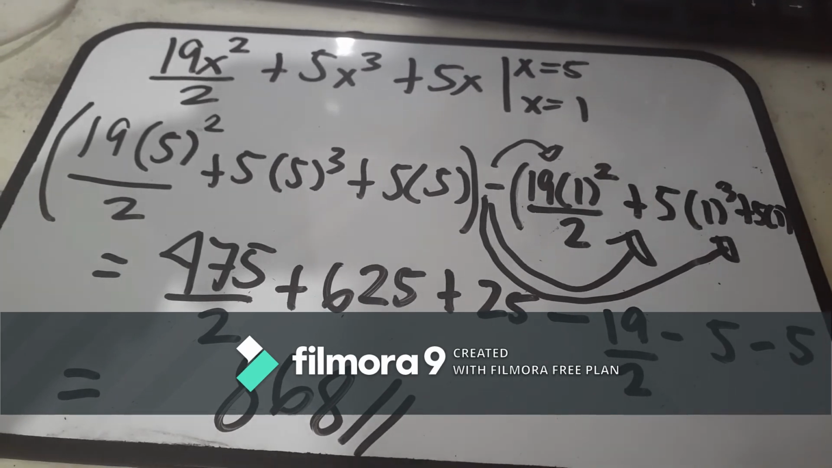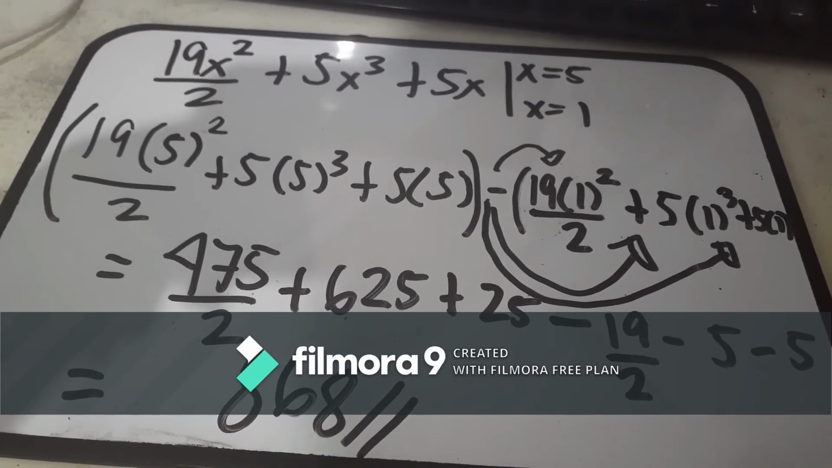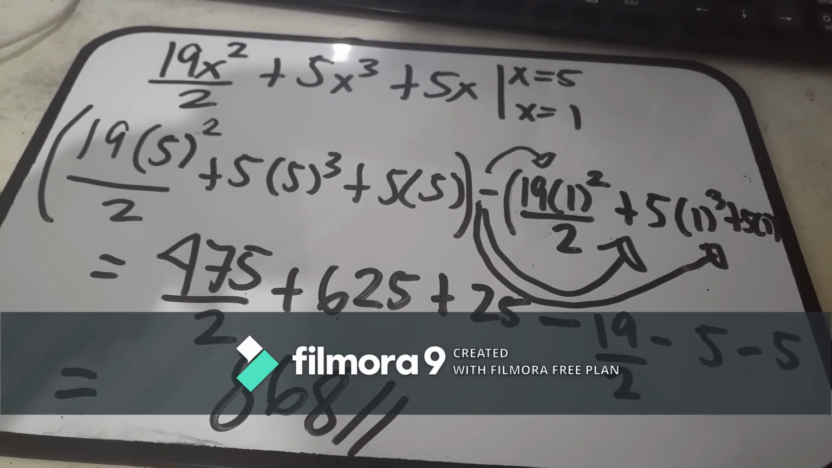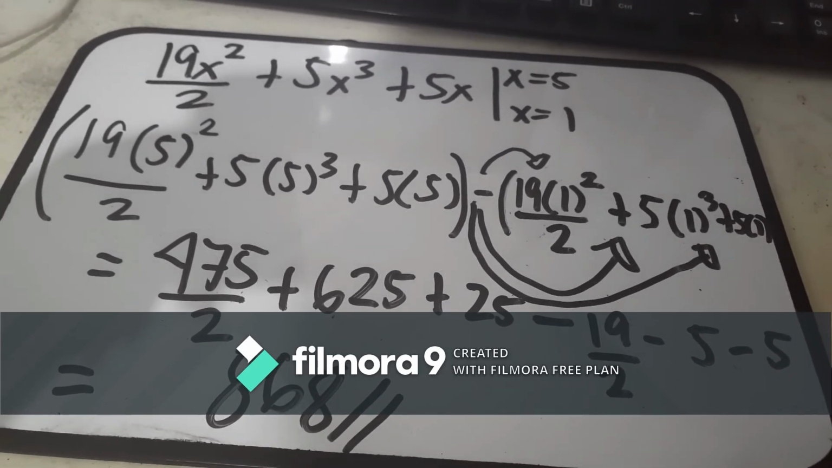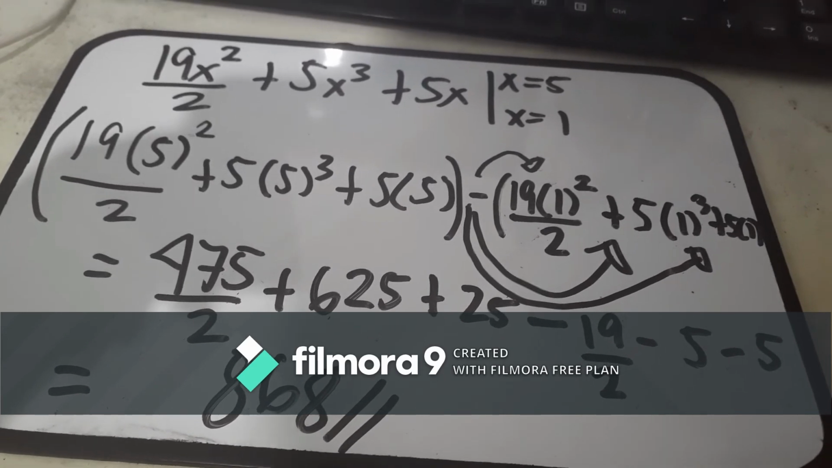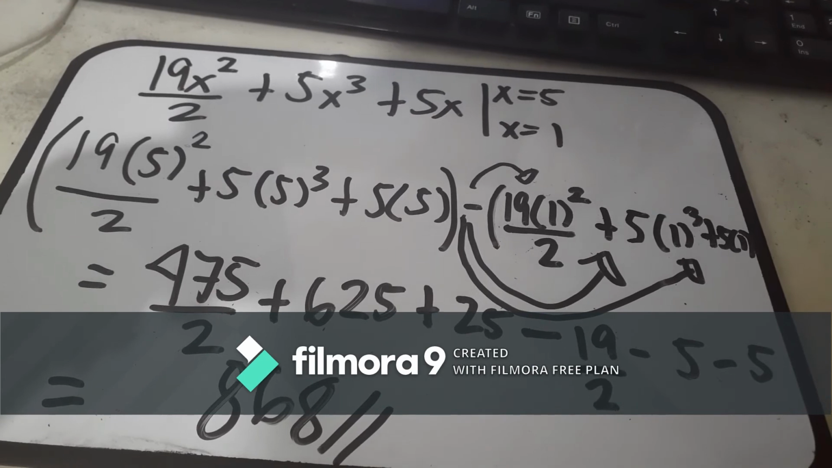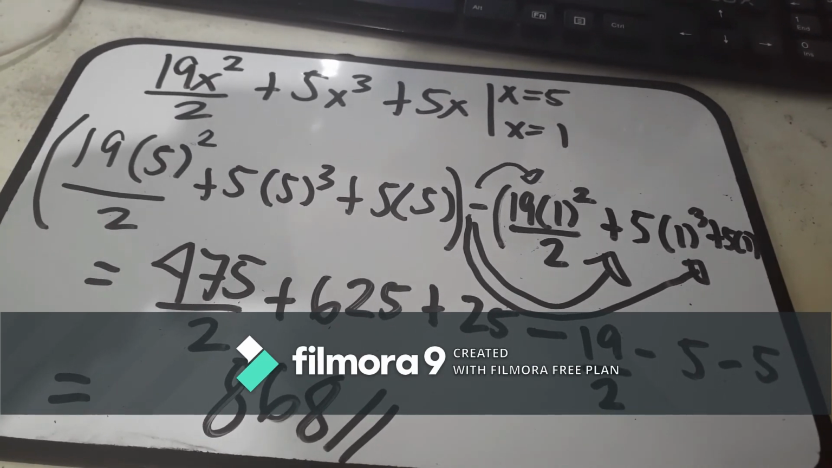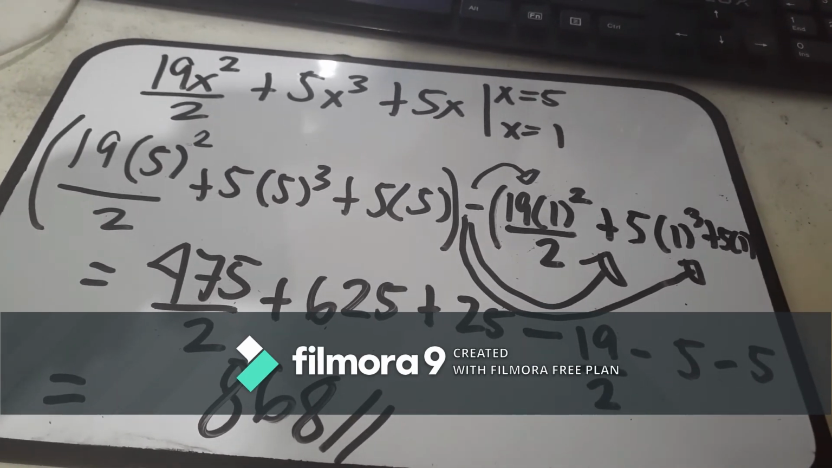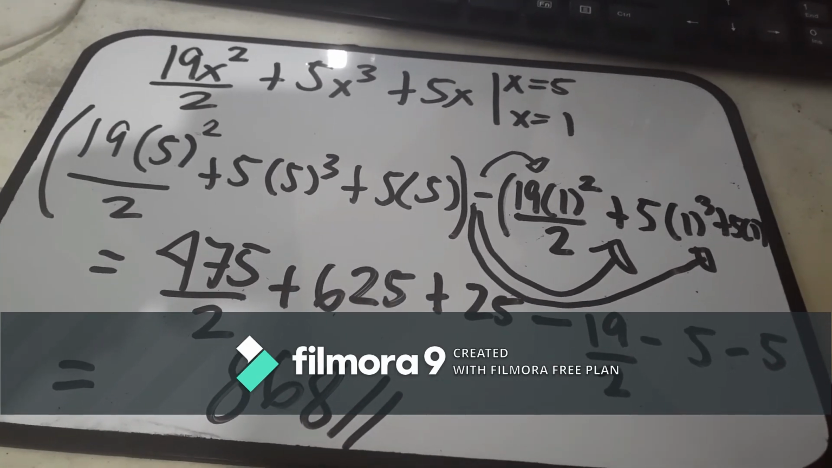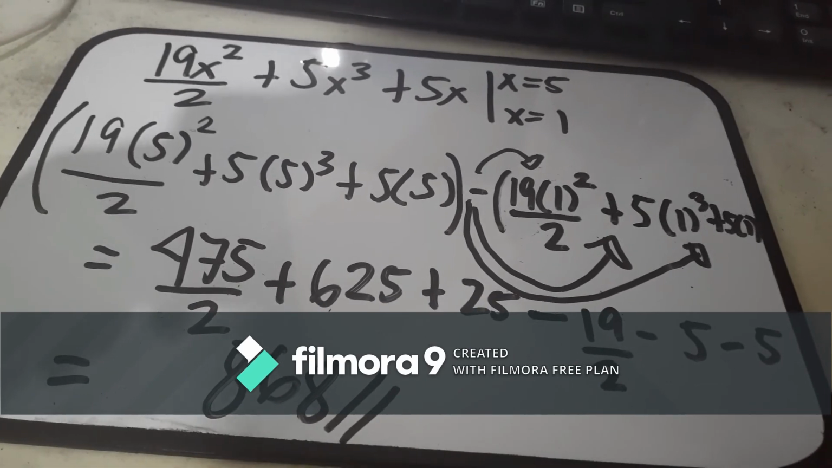To plug in our limits, we need to use the formula FB minus FA. That's why we have 19 times 5 to the second power over 2 plus 5 times 5 to the third power plus 5 times 5. On the other side, we have 19 times 1 to the second power over 2 plus 5 times 1 to the third power plus 5 times 1. And before proceeding, you need to distribute the sign.